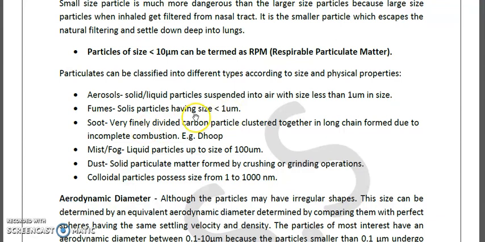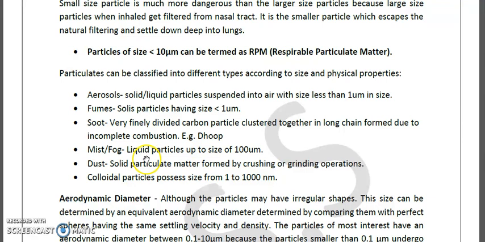Coming on to soot or black carbon, which is a solar radiation absorbing anthropogenic pollutant. It is very finely divided carbon particles clustered together in long chains, formed due to incomplete combustion. For example, the particles which are emitted by the combustion of dhoop.